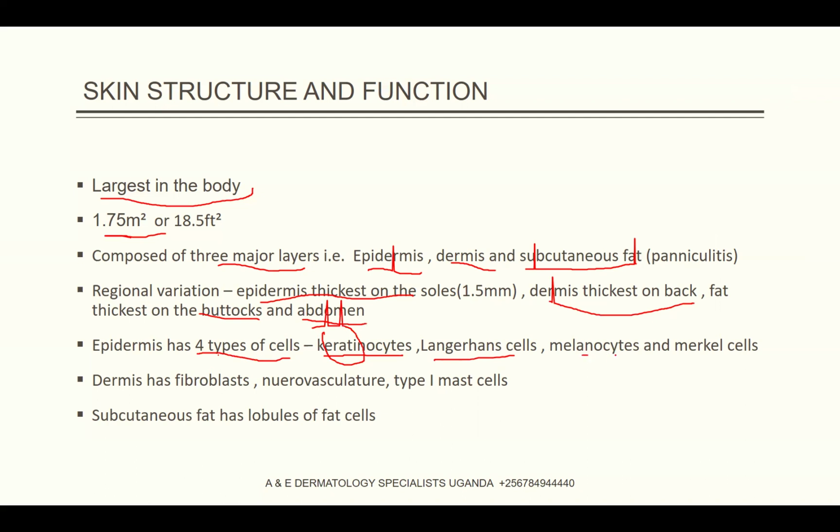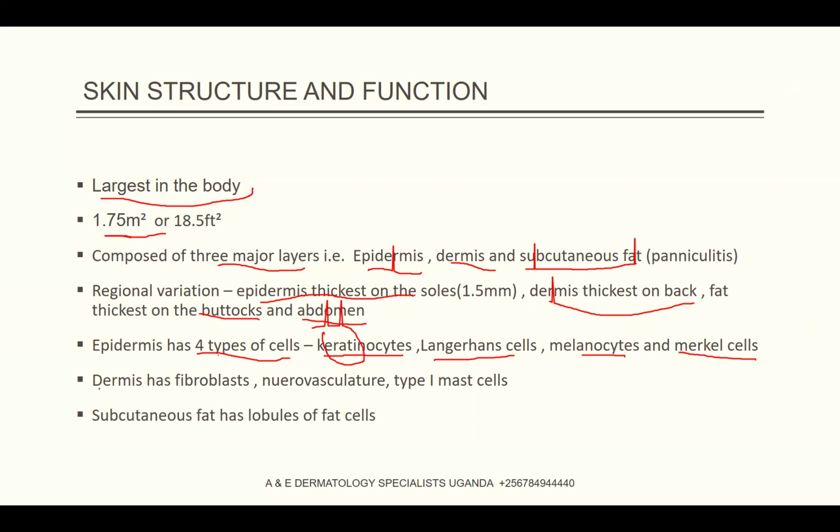We have melanocytes. These ones help us to produce the pigment we call melanin that gives us skin color and protects us from radiations from the sun. And then we have Merkel cells. These cells are very key and very vital in neuro and endocrine functions; they have been associated with those 2 systems.